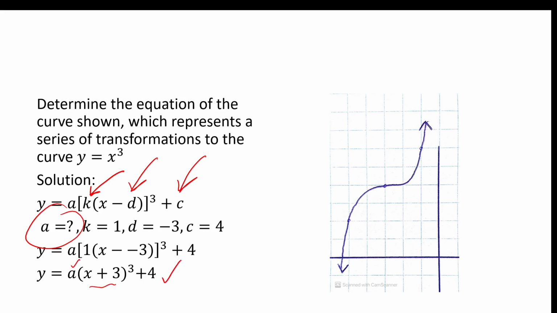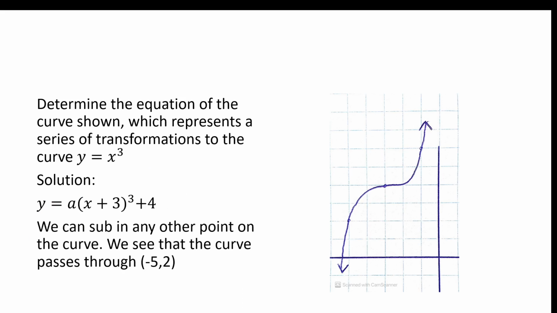Well, how are we going to figure out what that A value is? In order to do that, we need to find one more point on the curve. And we see that one of the points on the curve is this point negative 5, 2. Now, we can't sub in the point negative 4, 3. We've already used that, so that's not eligible for this process. But we could sub in the point negative 5, 2. Or if we prefer, we could sub in the point negative 1, 6.